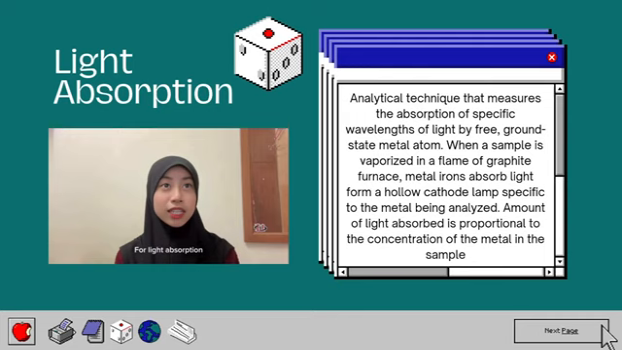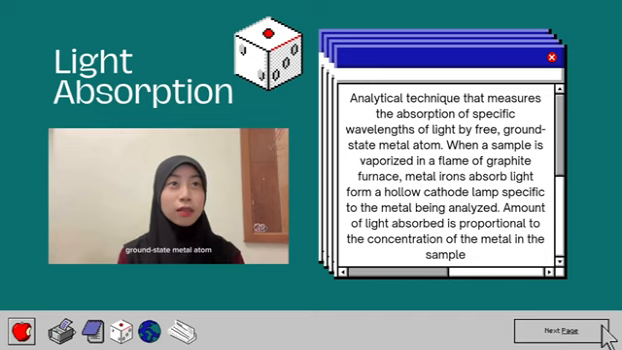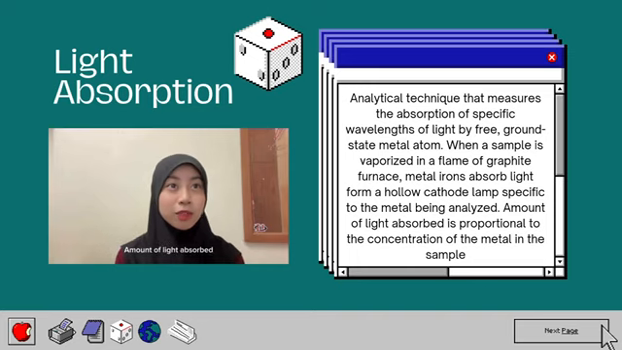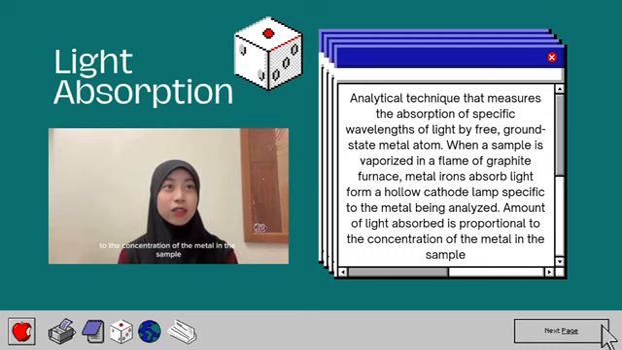For light absorption, this analytical technique measures the absorption of specific wavelengths of light by free ground state metal atoms when a sample is vaporized in a flame or graphite furnace. Metal atoms absorb light from a hollow cathode lamp specific to the metal being analyzed. The amount of light absorbed is proportional to the concentration of the metal in the sample.